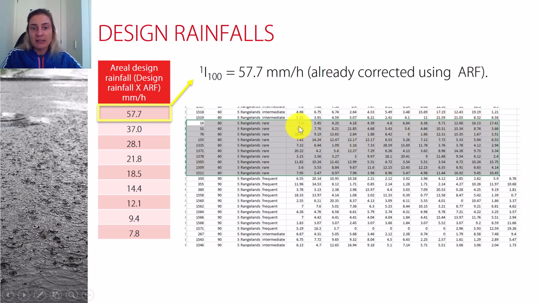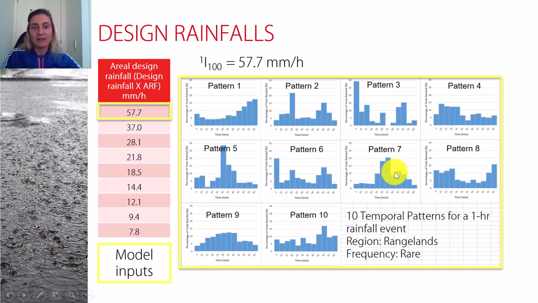And we can see that some of the patterns have a majority of rainfall in the first interval. For example, this one, the third pattern is one that has 29% of the rainfall falling within the first time interval. So we've got different patterns, and this is what they look like. This is the distribution of rainfall over time in percentage terms. And I will use these patterns as input in my rainfall runoff model.